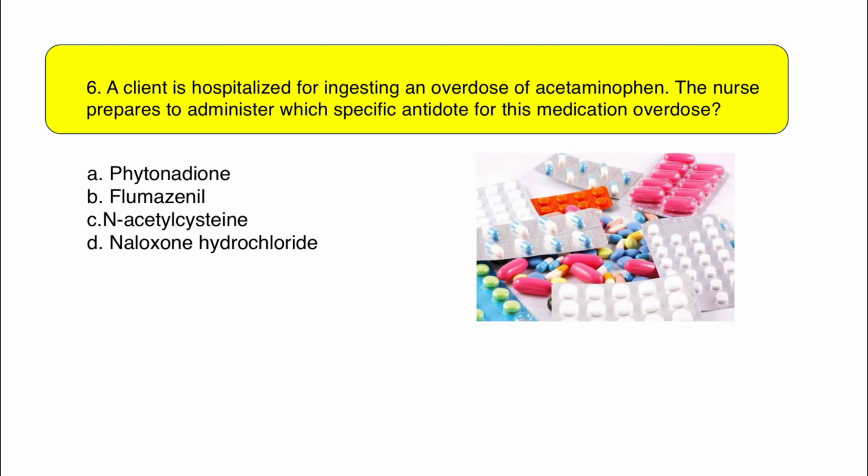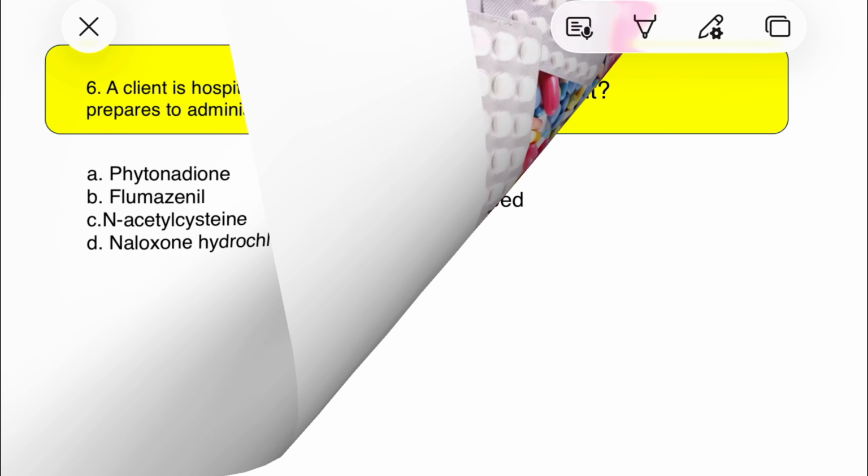Question number 6. A client is hospitalized for ingesting an overdose of acetaminophen. The nurse prepares to administer which specific antidote for this medication overdose? Option A phytonadione, option B flumazenil, option C N-acetylcysteine, and option D naloxone hydrochloride. The right answer is option C. Move on to the next question.